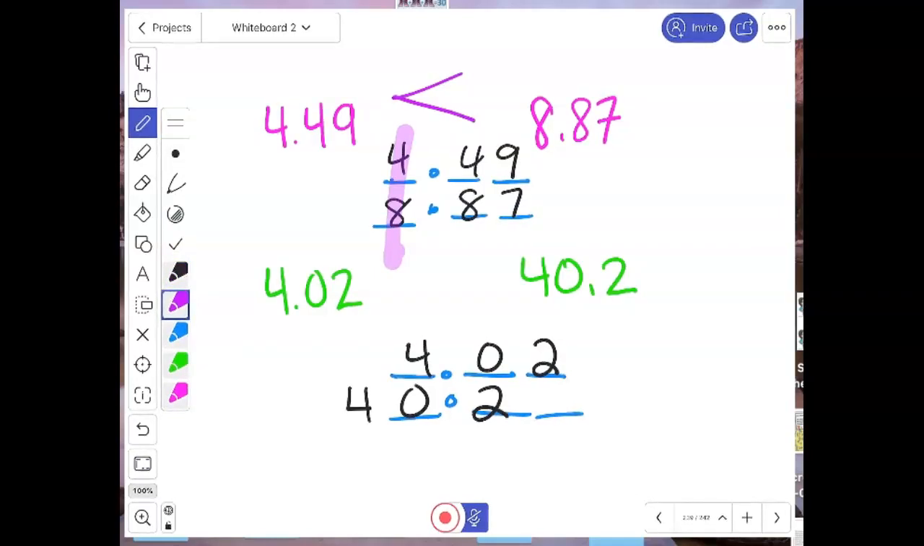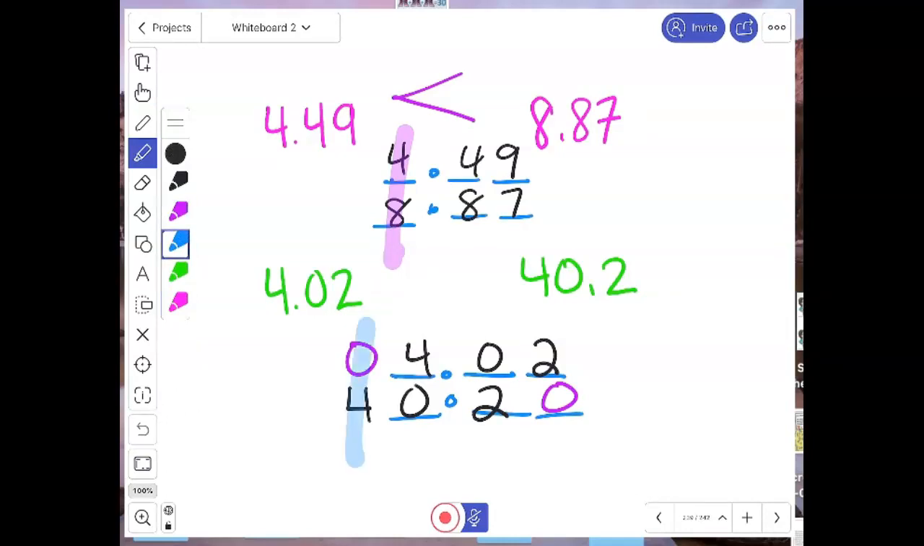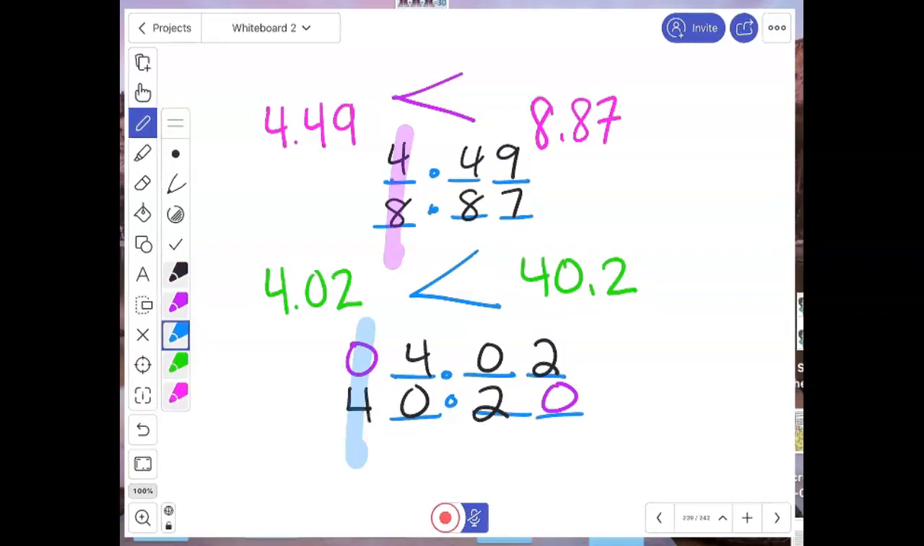Okay, now when I come down here, I hope that you noticed that you've got some weird open spots. So you need to put a fill in there and a fill in there. Now we can compare. And I've got 0 is less than 4. So 4 and 2/100 is less than 40 and 2/100. Look, they both say 402, but where the decimal is made a big difference. This is $4.02. This is $40.20, as you can see here.